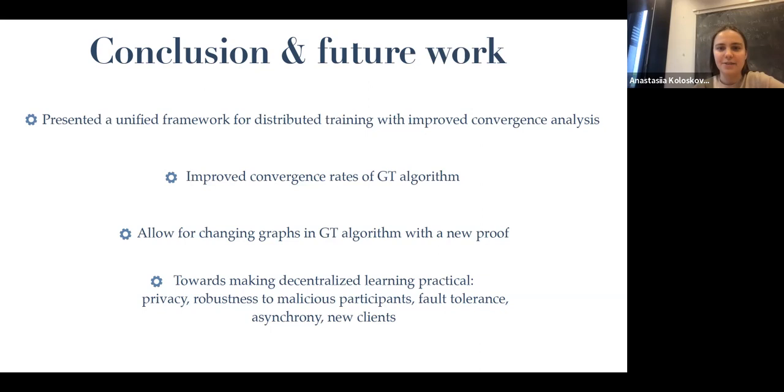As we discussed already before, with these different smoothness constants, I think it's an interesting question. Another question is whether it is possible to allow for changing graphs, similar to the first part, for this gradient tracking algorithm and still get this improved convergence. It's not so trivial.